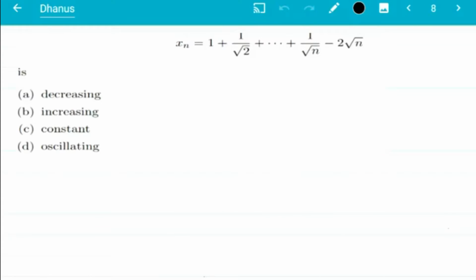What can you say about this question? xn equals 1 plus 1 by root 2 plus and so on plus 1 by root n, minus 2 root n.